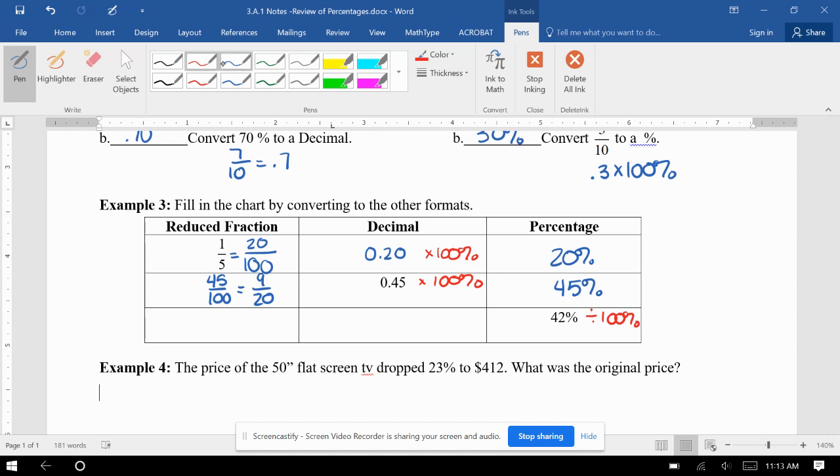So this would give me 0.42, which I could then write as a fraction as well as 42 out of 100 and reduce it down to 21 over 50. So this is just an example of converting amongst those three. Just as you're going through percentage problems, you don't always want to give your answer as a decimal or a fraction. You're going to be asked sometimes to give your answer as a percentage, and we want to make sure you can go between those seamlessly.